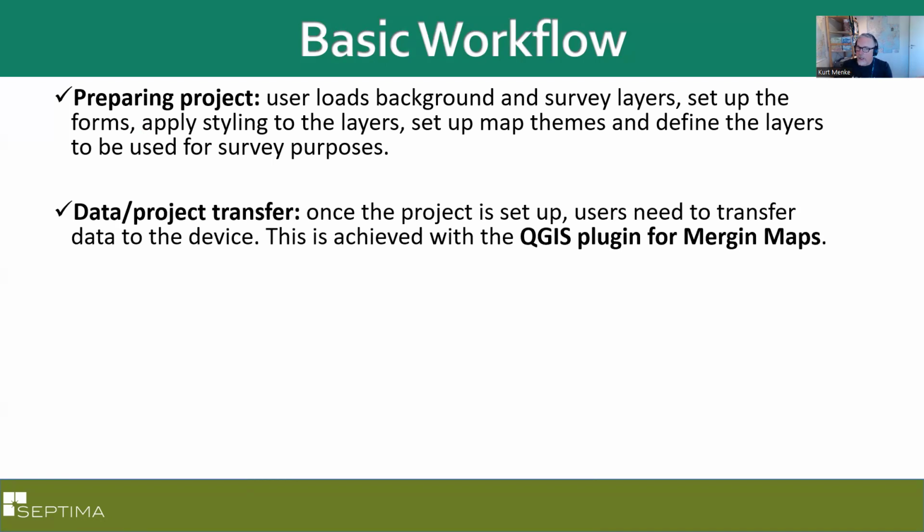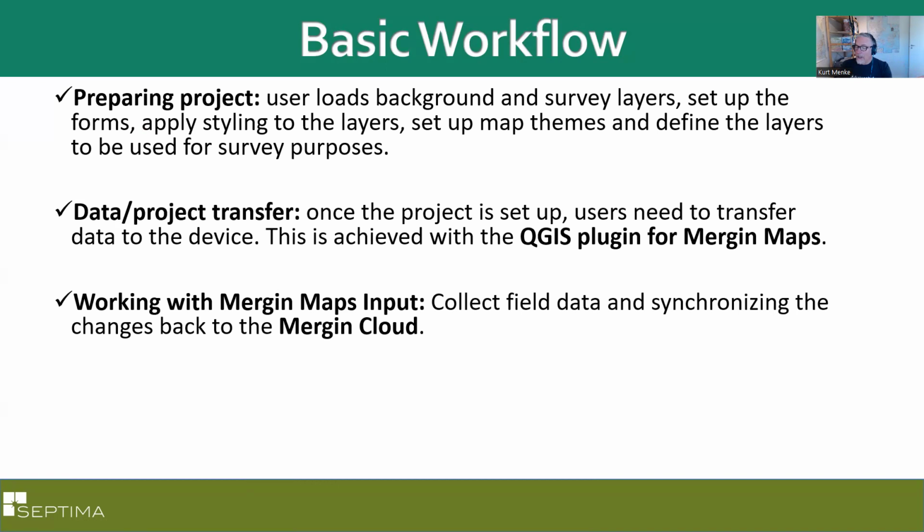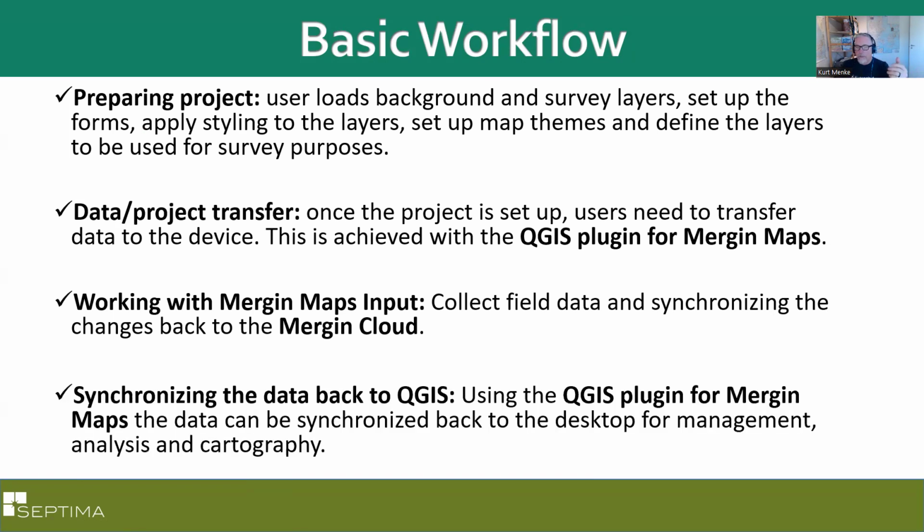Once the project is basically set up, we use the plugin to push this up to the Mergin Maps cloud. And then we get on our mobile app, download the project, go outside, collect data, synchronize it when we're finished, and then get back into QGIS, use the plugin to synchronize it again and get the fresh copy of the project and the data and begin working with the data in QGIS. So most of the work is going to be in this first bullet point today, setting up the project. The rest of this is fairly straightforward.